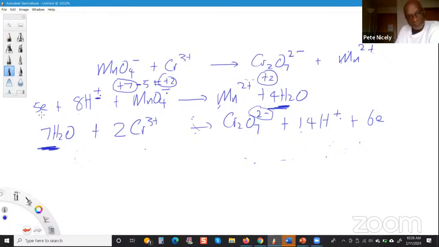Now, please note, you have 5 electrons being gained in this half equation, and we have 6 electrons being lost in this half equation, right? We have to ensure that the number of electrons gained in the first equation is equal to the number of electrons lost in the second equation. So what do you propose we do in the next step? Anybody?